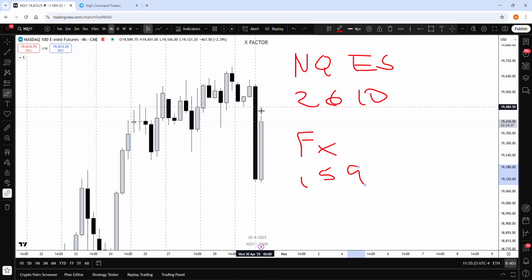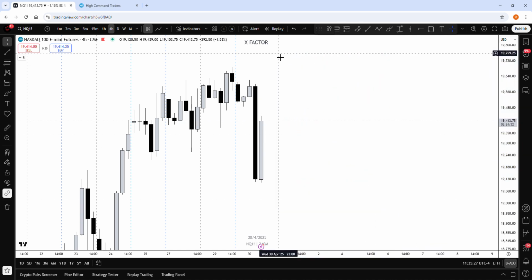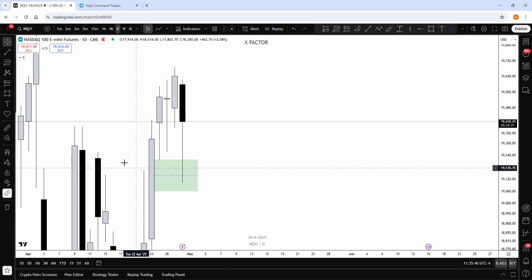So you got to keep things very simple, guys. Do not overcomplicate your trading. It's straightforward. You're looking for key levels. Key level. Nice, beautiful fair value gap here. Also on the daily, we are in a fair value gap here.